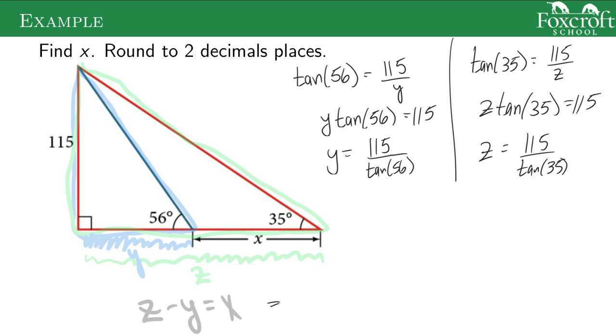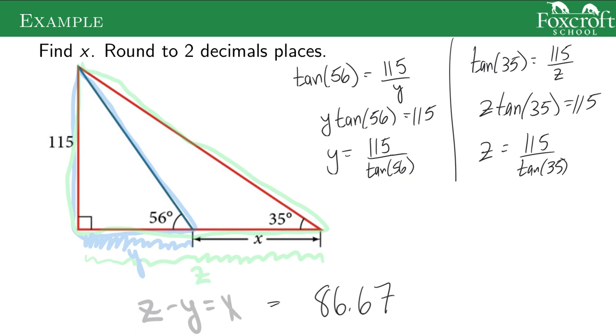So I'm going to type that in first, 115 divided by tangent of 35. And I'm going to subtract the y number, 115 over tangent of 56. And when I do that, it comes out to 86.67 when you round to 2 decimal places. All right, so that is how you can figure out a value when it's not part of a right triangle. Use the right triangles you do have and add or subtract at the end to get the actual answer you care about.